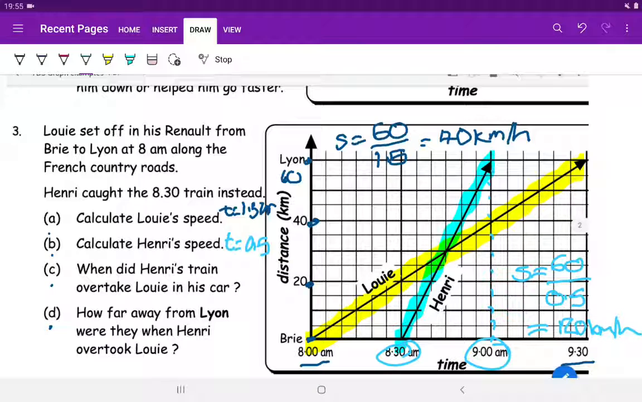Now, when did Henri's train overtake Louis in his car? When did they overtake? At this point here. Where the lines cross over, halfway between 8:30 and 9 a.m, so that's 8:45. And finally, how far away from Lyon were they when Henri overtook Louis? How far away were they? So let's go this way. Halfway between 20 and 40, they were 30 kilometres away.